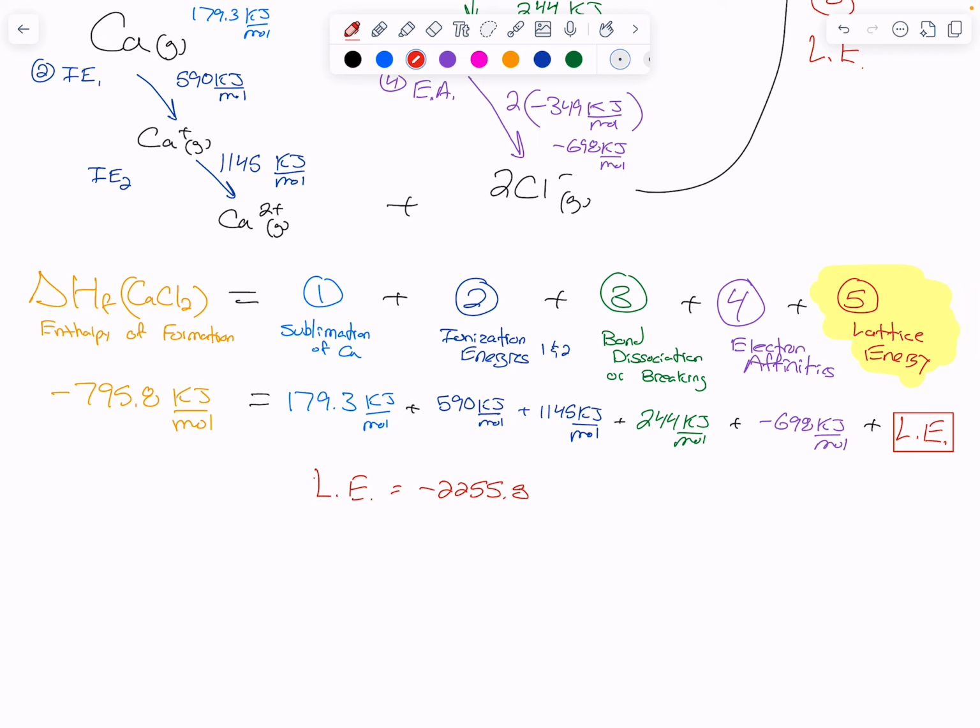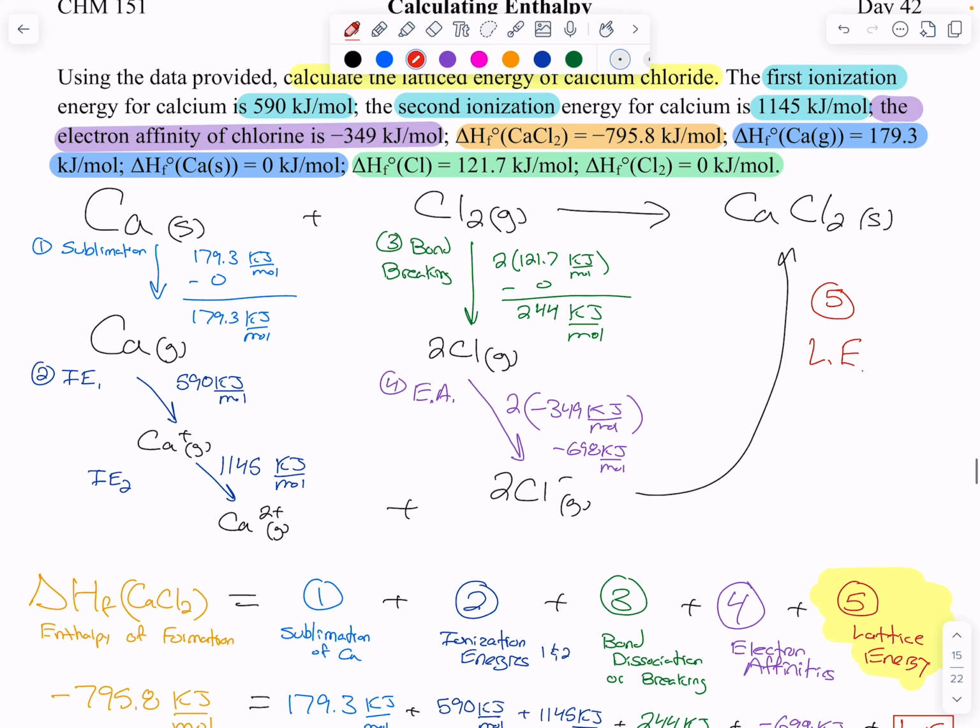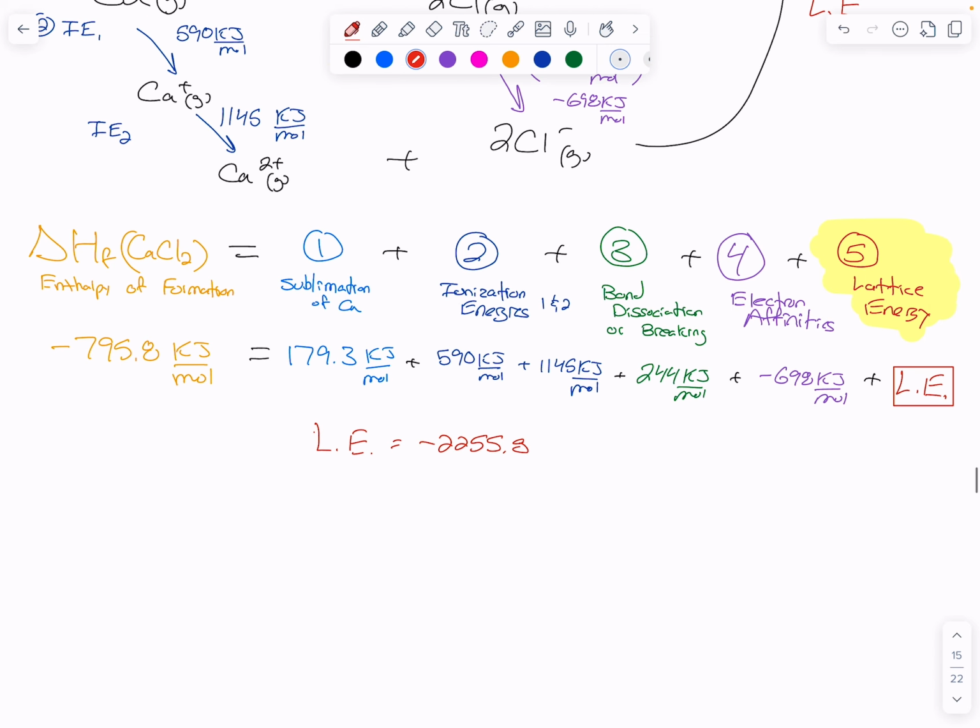And I really only have, I don't know how many sig figs, 592 really. So negative 2,300 kilojoules per mole. That 590 might be 3 sig figs. If that's the case, then it's negative 2260 kilojoules per mole. If 590 is 3 sig figs, which the problem doesn't tell you, so you're assuming, so negative 2300 kilojoules per mole it is.